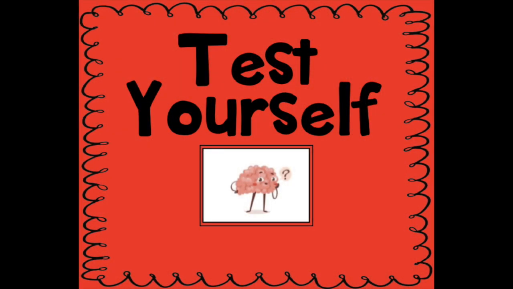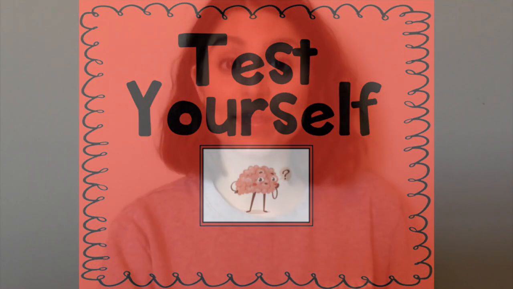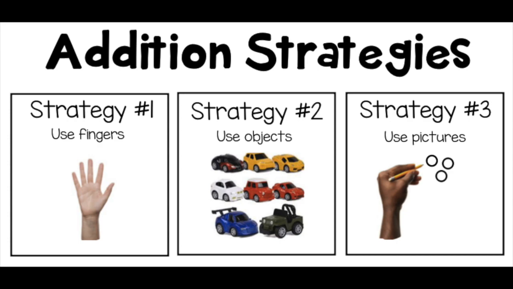Now that we had a chance to practice all 3 strategies together, it's time to test yourself. During our practice time, we tried out all 3 strategies. And as a mathematician, you're going to need to decide which strategy works best for you. So you might favor one strategy over another and just use that one the whole time. Or you might pick and choose which strategy you want to use based on how big or small the numbers are. Let me remind you of the 3 strategies that we practiced today. Use fingers, use objects, use pictures.